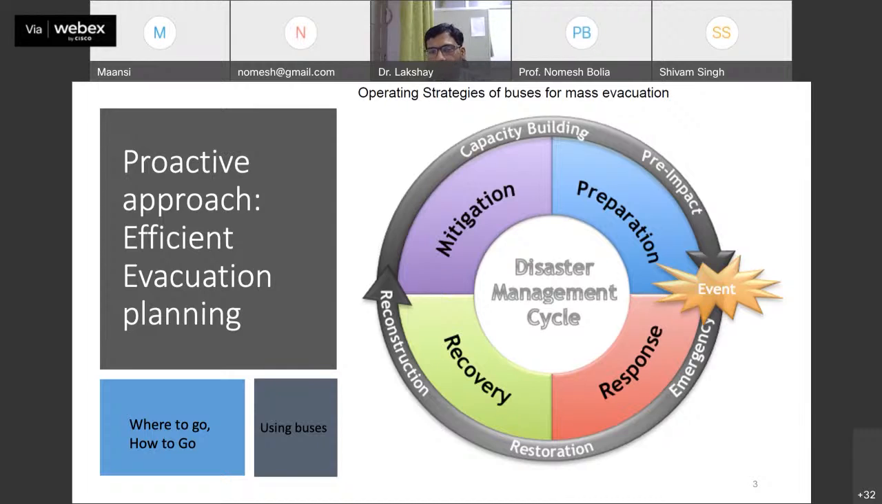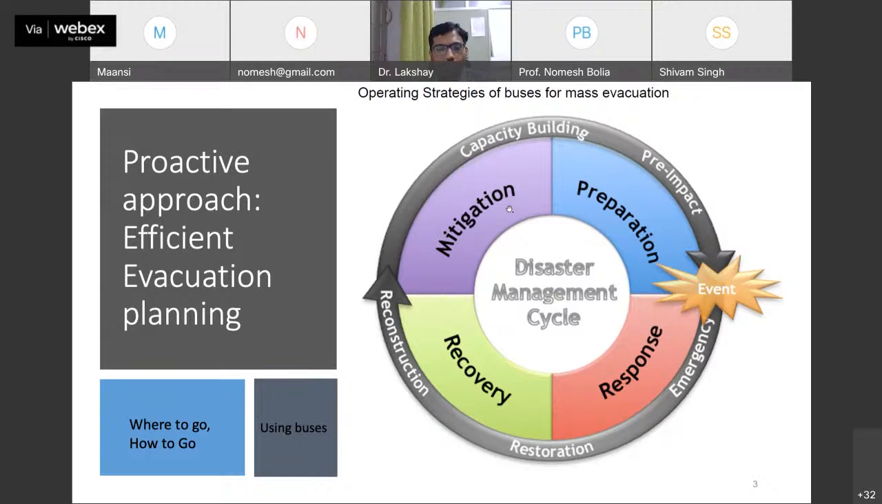So coming to that, for any disaster that is going to happen, the disaster management cycle can be divided into mainly four parts. It's a well-known framework: preparation, response, recovery, and mitigation. So these are the four steps. But there can be two kinds of approach that anyone can follow. It's mainly the proactive and the reactive.